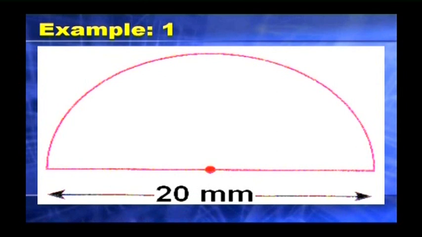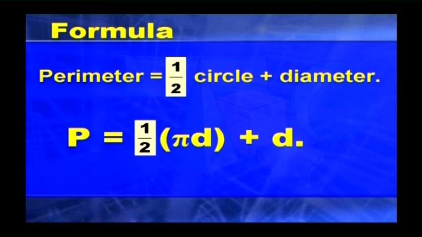Okay, have a look at this example on the PowerPoint. Is it a full circle? No. Is it a quarter circle? No. What can we say? Okay, it is a half a circle. So the first formula that I have shown to you, we'll go back to that formula. P is equals to half pi d plus d. That is the formula that we are going to apply for this example.